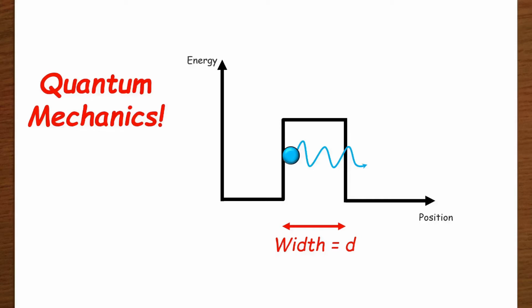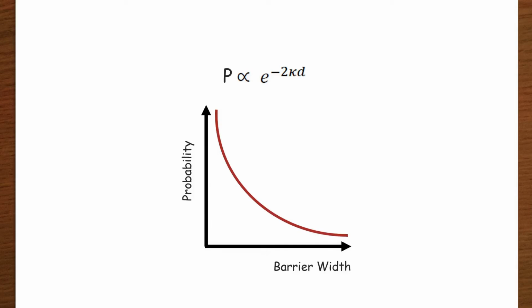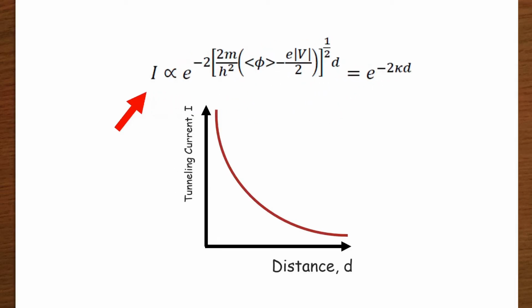After some math, we can find that this probability decreases exponentially, depending on the width of the barrier, which is the distance d between our two materials. This means that the tunneling current typically decreases by around 1 order of magnitude for every 0.2 nanometers of distance. Or put simply, any tiny changes in the distance will give us a big change in our tunneling current.